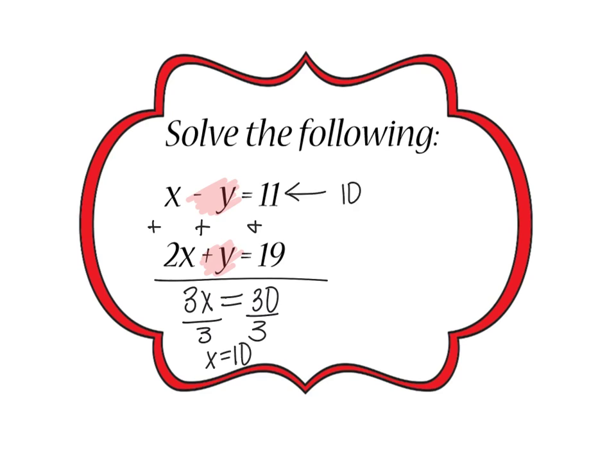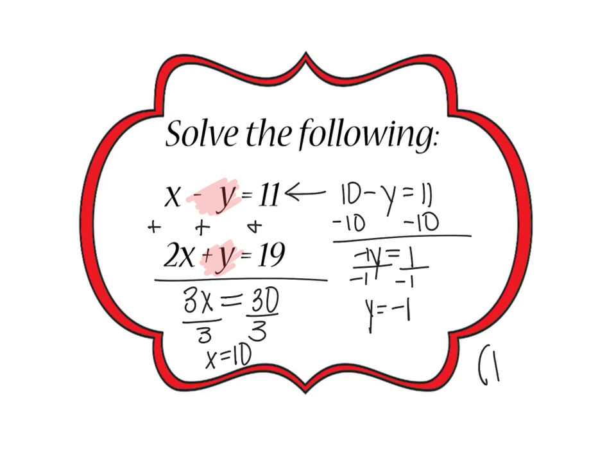When I plug that back in, I get 10 minus y equals 11. I can subtract 10 from both sides. Negative y equals 1. When I divide both sides by negative 1, I get y equals negative 1. So the solution to this system is 10, negative 1.